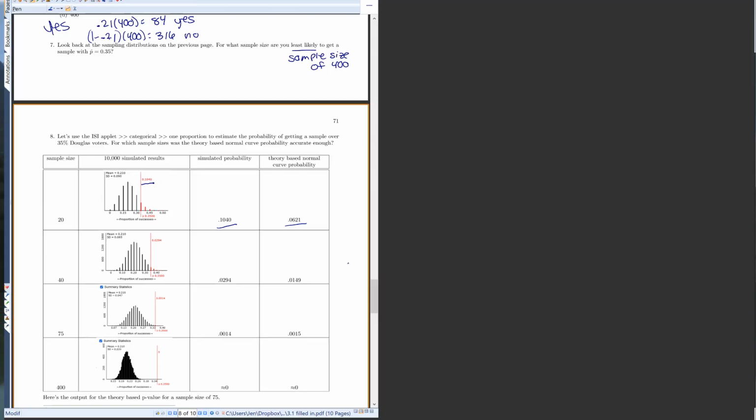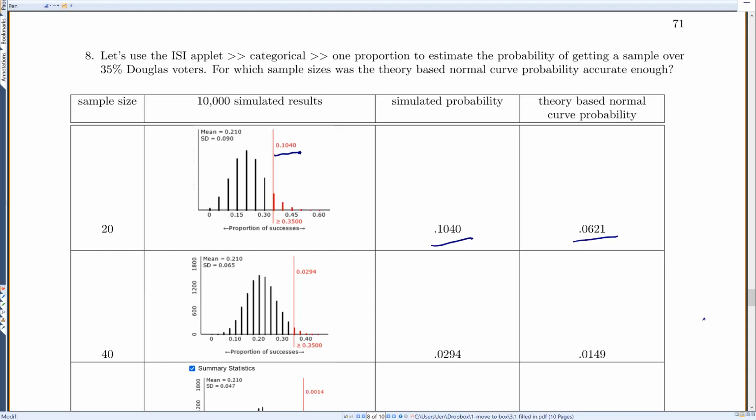But coming back to it, let's try our different sample sizes. If I change it to a sample size of 40 and rerun the process, now my p-value goes to 0.0294. And you can see just looking at the picture that my whole distribution shrank a bit. My standard deviation got smaller. I have a much smaller tail here, and my p-value is now only 0.0294. And my theory-based one is 0.0149.